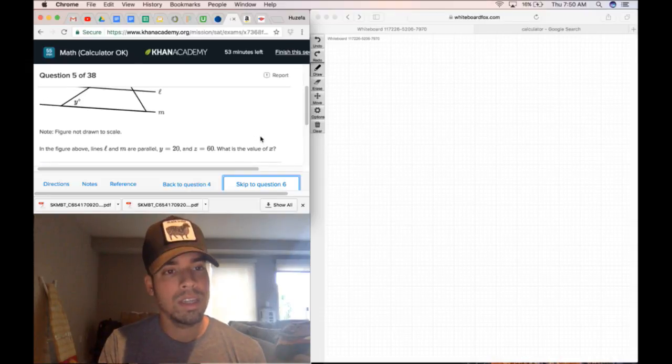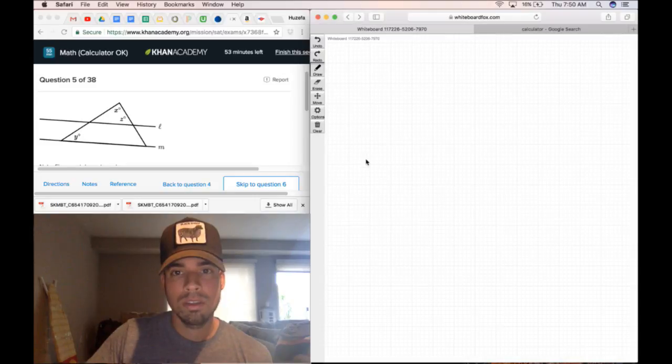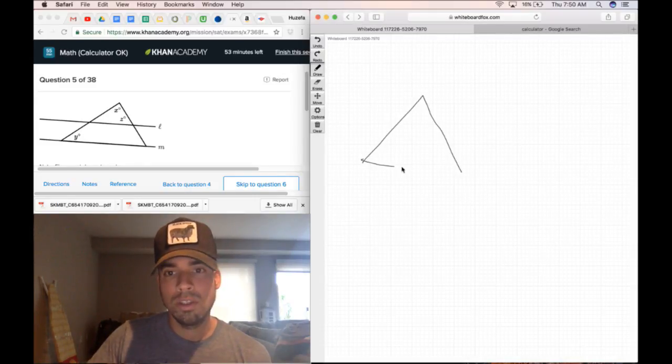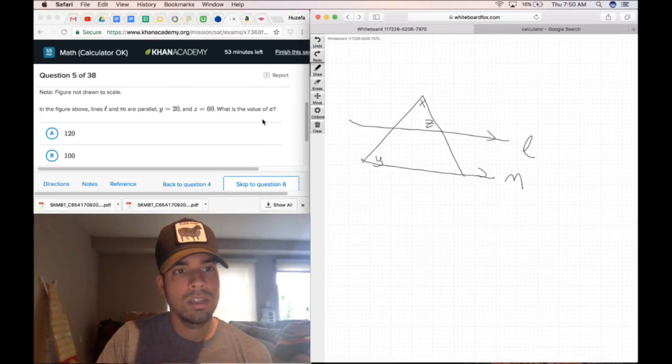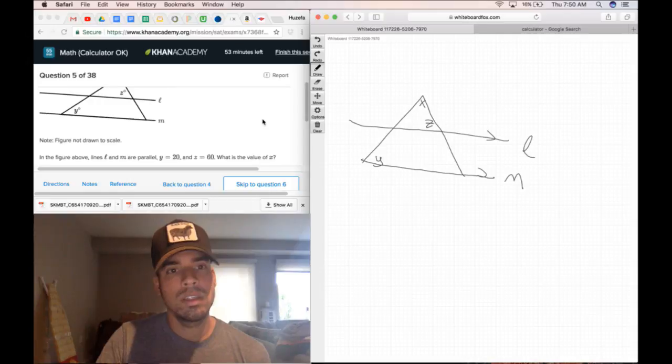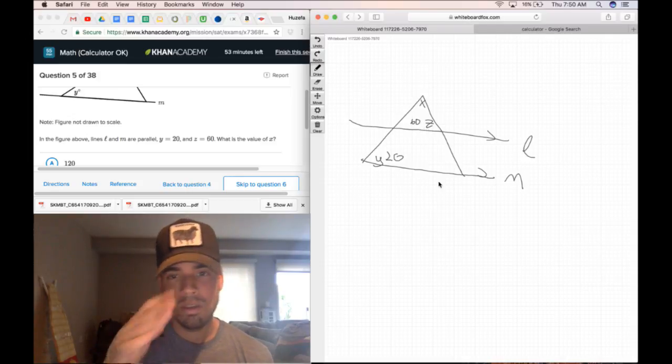In the figure above, lines L and M are parallel. Let's redraw this. On the real thing, you don't have to ever redraw because you can write on the actual sheet. I just don't have that luxury. L, M, these guys are parallel. And we've got X, Z, and Y. Y equals 20, Z equals 60. What is the value of X?